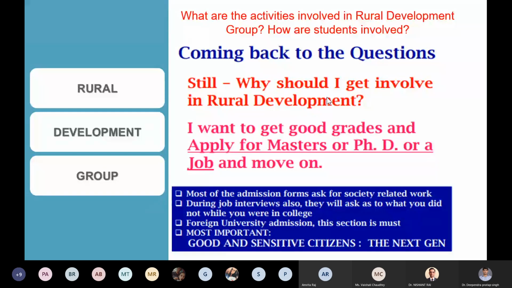And basically, ultimately, the aim of this rural group is to just create good and sensitive citizens, right? So now this is not the only way.